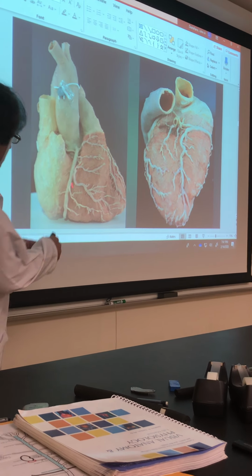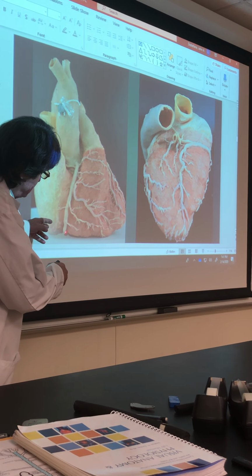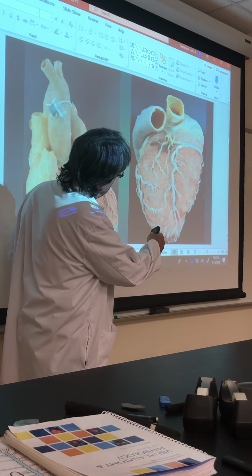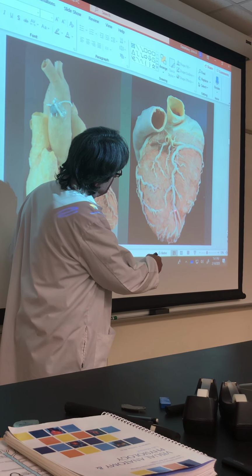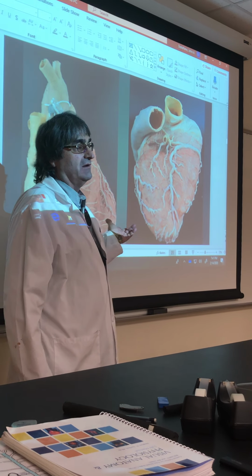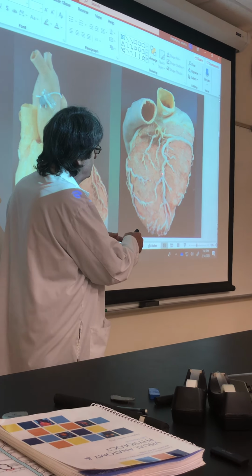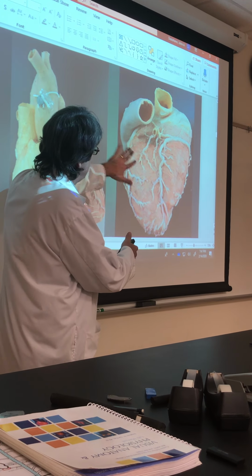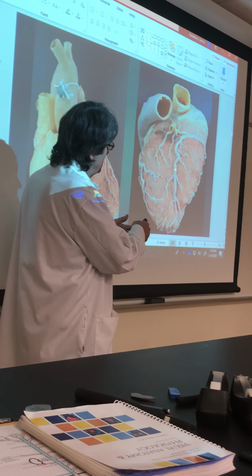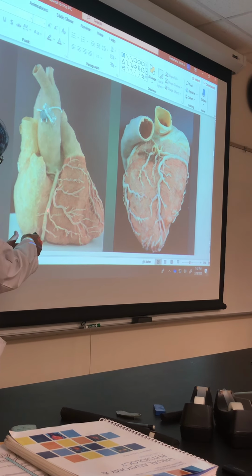Where's the other branch? I want to follow this around to the posterior side. Where is this continuing? Here it is. It's continuing around to the posterior side of the heart. Here it is. That is the posterior interventricular branch of what? The right coronary. So there's the posterior interventricular branch of the right coronary. This is turned around so we can see the posterior side. Posterior interventricular branch of the right coronary. Marginal branch of the right coronary artery.